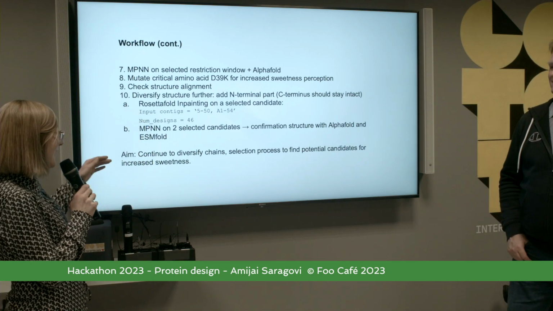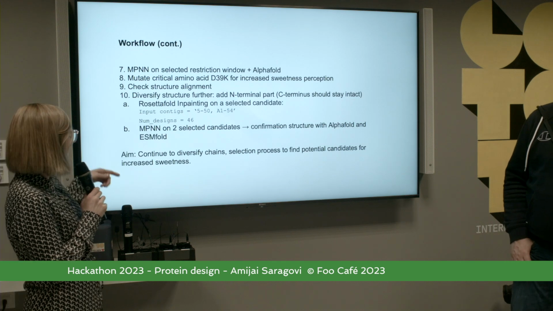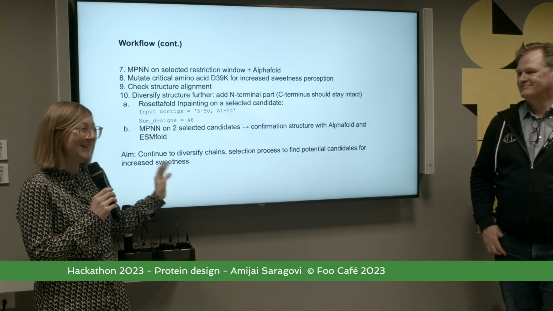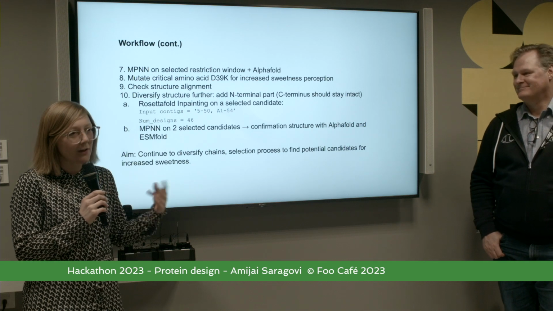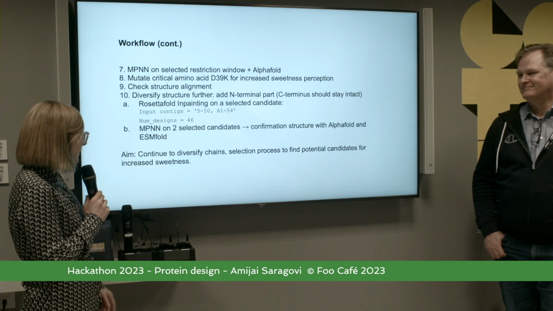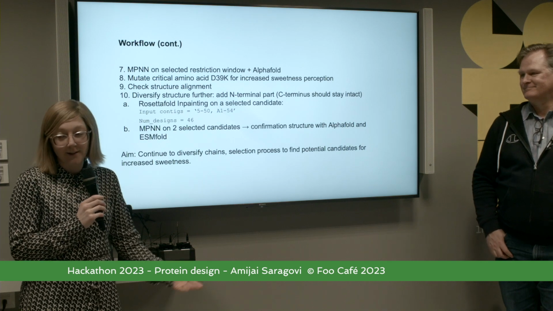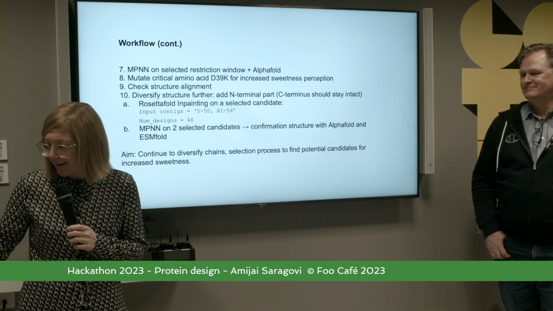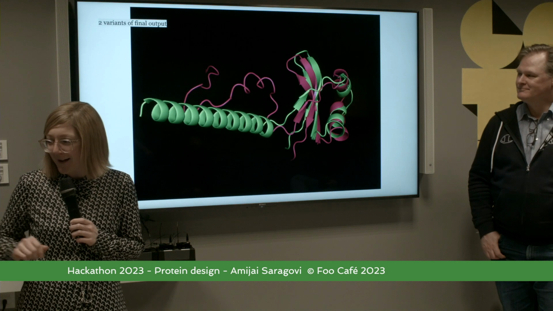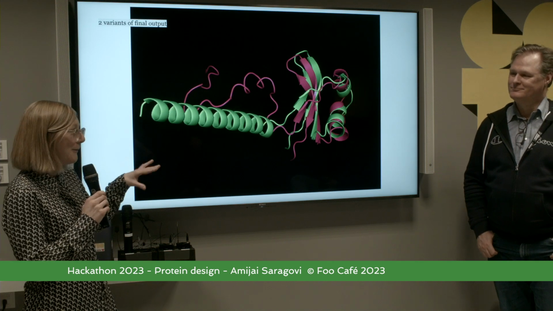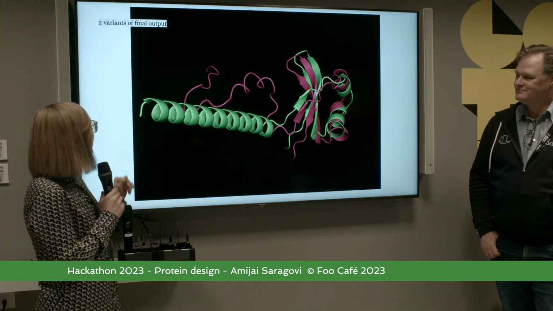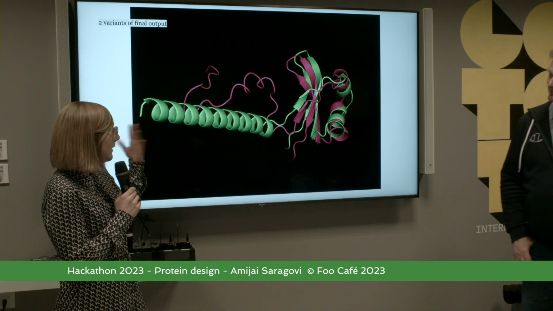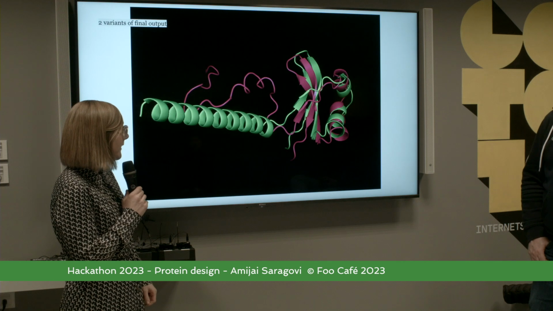But just to also say that this is not finished yet. Our aim would be to continue to diversify the chains and then have a selection process to find potential candidates that actually have increased sweetness. But because we had a very restricted time, we just followed up on a few candidates and a few variants. And this is just an example of some of the output of the final thing that we ran.